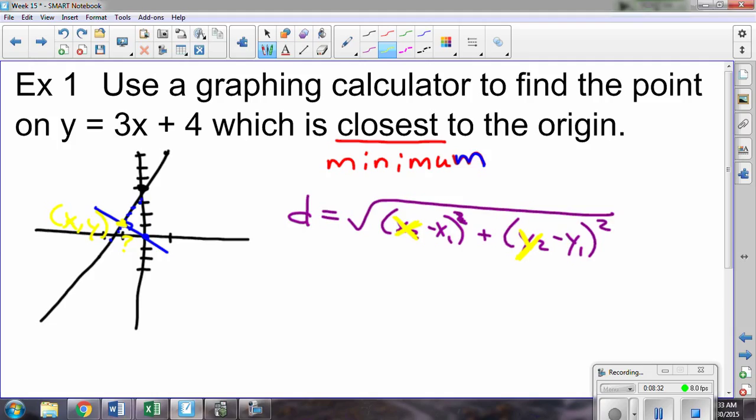What's the other point we're looking for? Looking for distance from the origin, which of course is the point (0, 0). So we can use another point, x is 0, y is 0. And so we wind up with this simplified version of the distance formula. Hey, check it out. Isn't this looking a lot like the Pythagorean Theorem again?